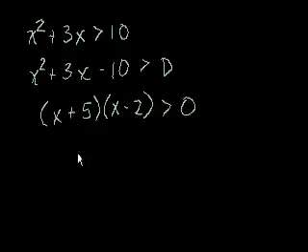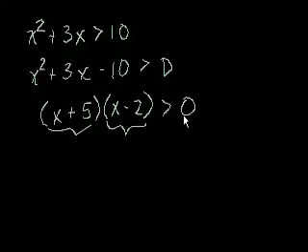Now, this is the part where it's going to become a little bit more difficult than just your traditional factoring problem. We have two expressions: x plus 5, and x minus 2. And when we're multiplying them, we're getting something greater than 0, right?